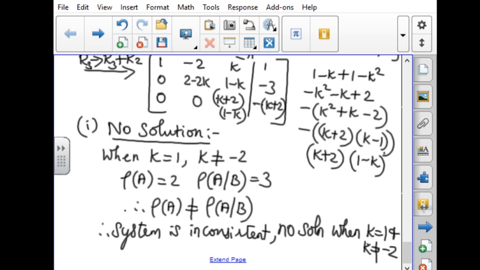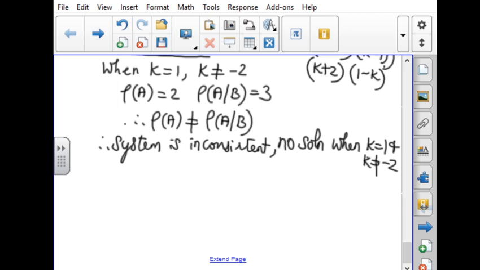So be clear, for the condition of no solution, rank of A must not be equal to rank of A bar B. So we have to make rank of A as 2 and rank of A bar B as 3. To make rank of A as 2, we have to take this place and make it 0. Making this place 0 means k minus 1 equal to 0, so k is equal to 1. So k is not equal to minus 2, this place will not become 0. So rank of A bar B equals 3.